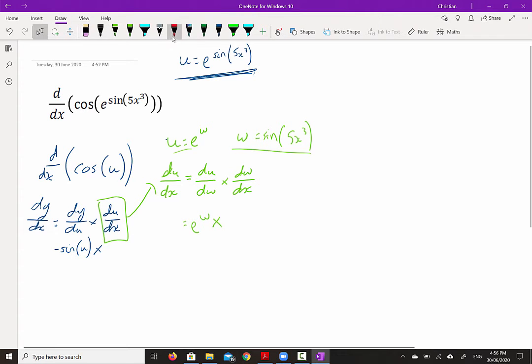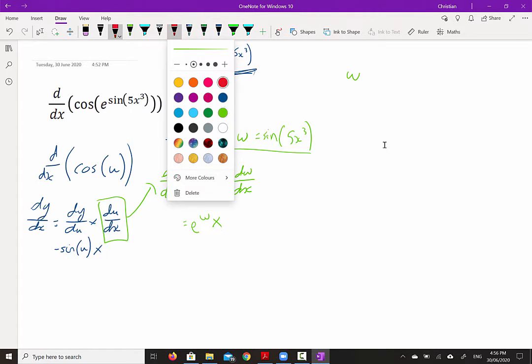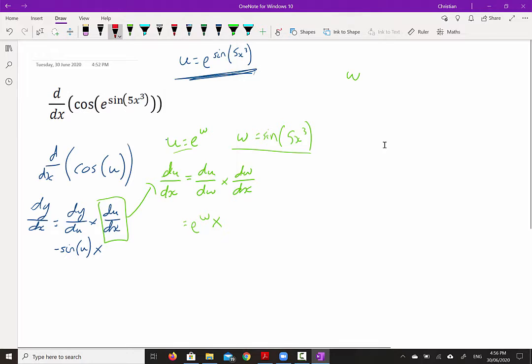So what we're going to do is I'm going to branch out to yet another color, and I'm going to move over to the third side, and I'm going to take this piece and try and differentiate it. So I'm going to say that w is equal to sine of, let's say, I don't know, v. Why not? Where v is equal to 5x cubed.